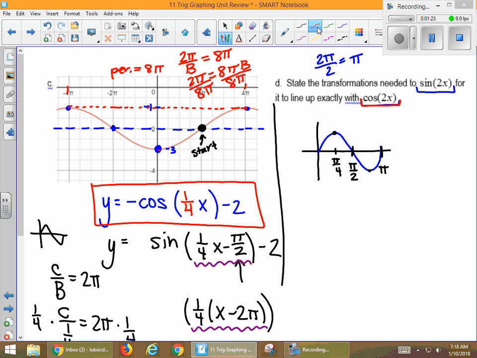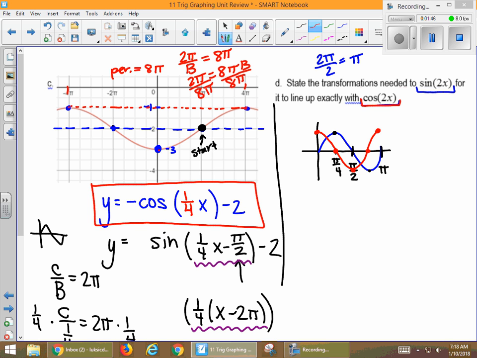Okay, so cosine is going to start at a max, end at a max, and it has the same period as sine here. So the min is going to happen at pi over 2, and it's going to cross through the x-axis at pi over 4 and 3 pi over 4. So those are the key points there. So those are our two.